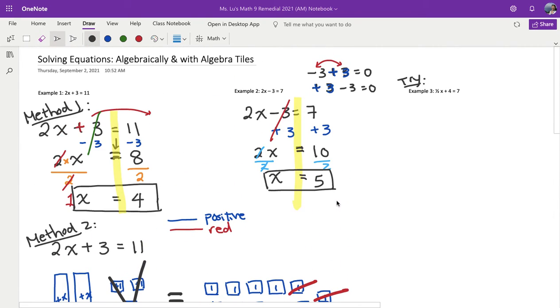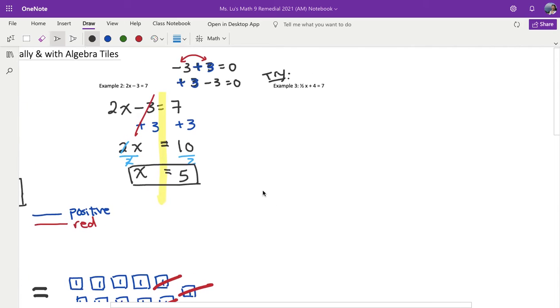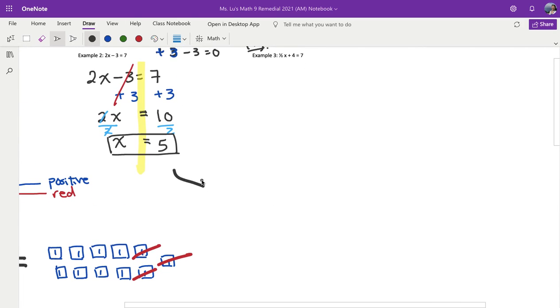Now we can try another one here, but this time we're going to try with, so I'm going to move it down here.